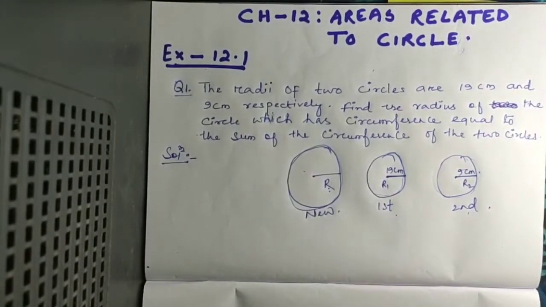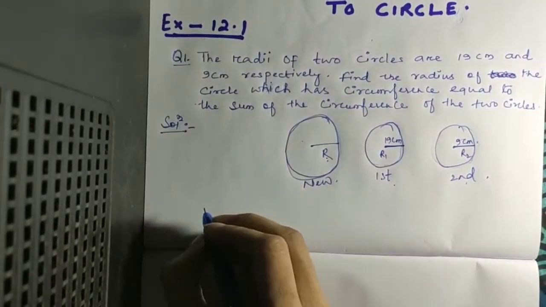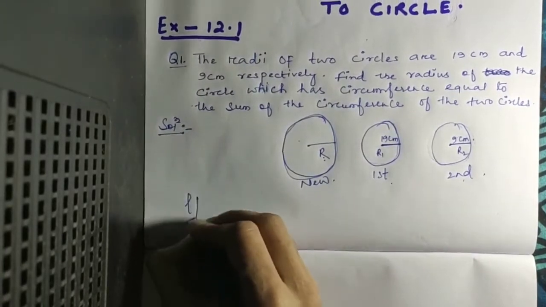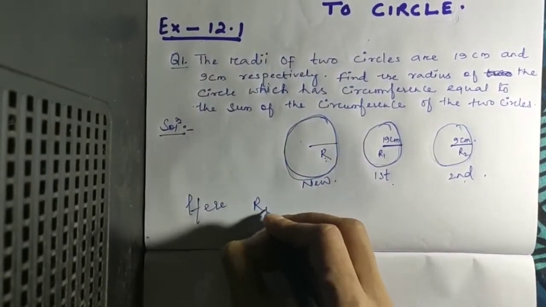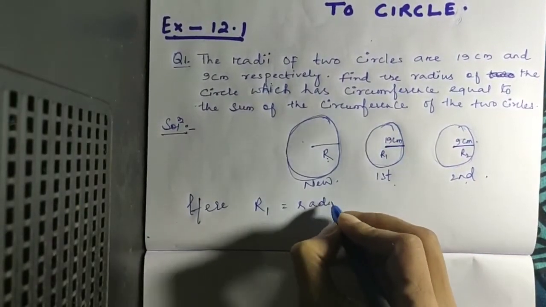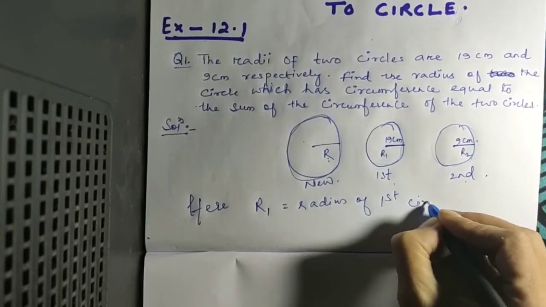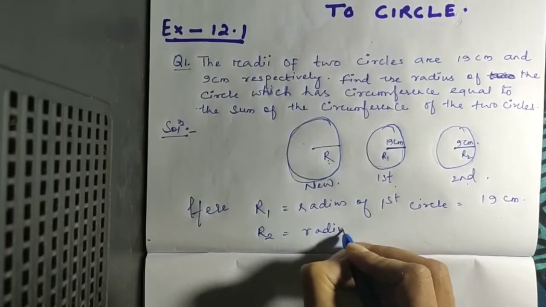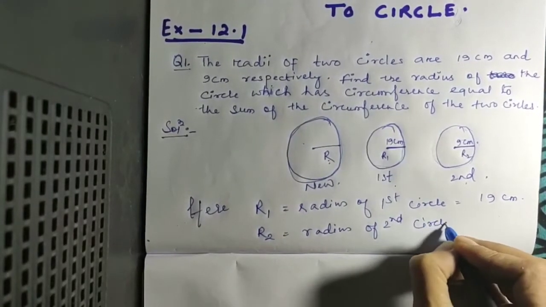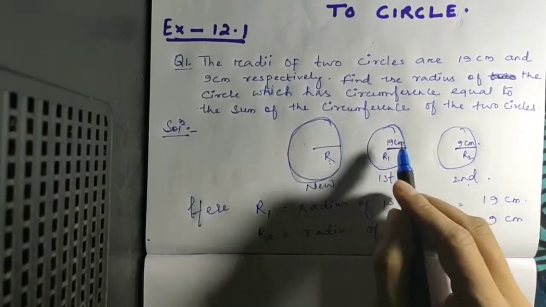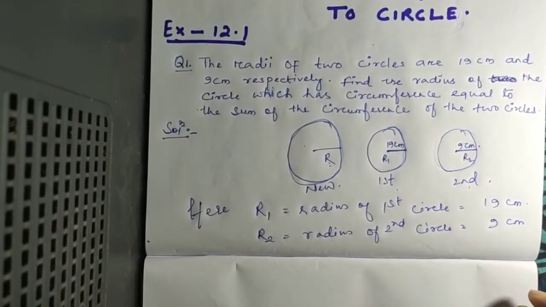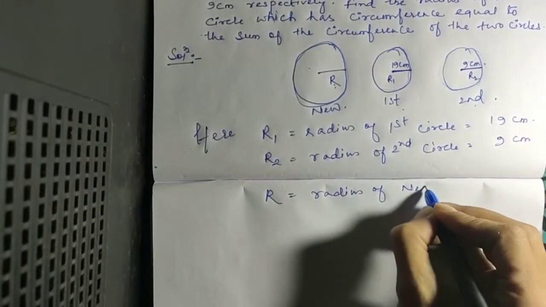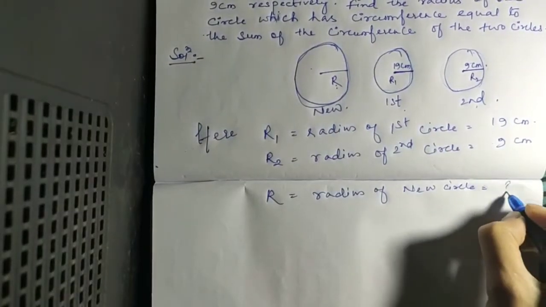And what is the formula of the circumference of a circle? The circumference of a circle formula is 2 pi r, where r means radius. Here R1, the radius of the first circle, is 19 centimeter. R2, the radius of the second circle, is 9 centimeter. Now R, the radius of the new circle, is what we have to find out.